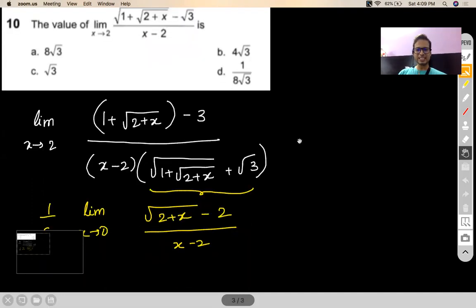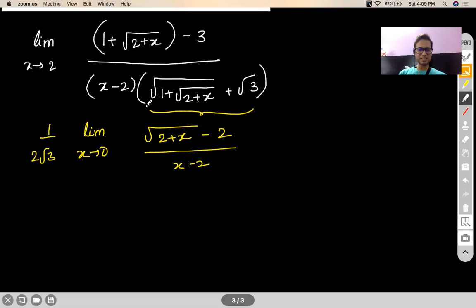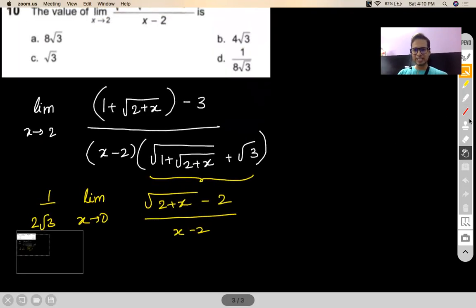This is again a 0 by 0 form. This term is again tending to 0 by tending to 0 form. Correct. In fact, there was x tending to 2 here. I wrote a 0 by mistake.